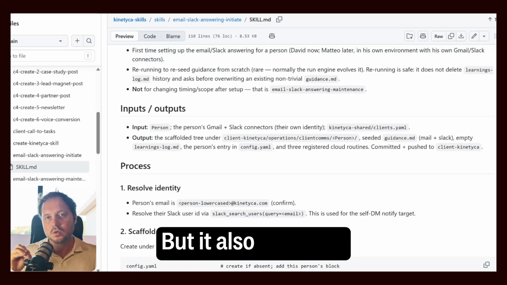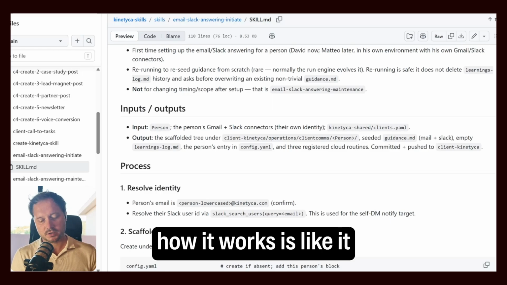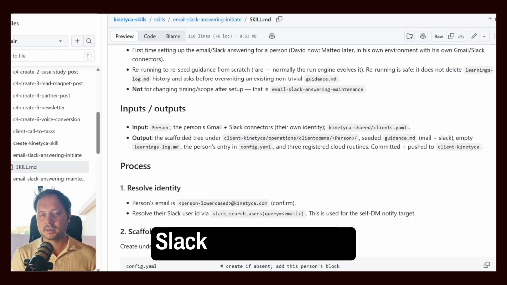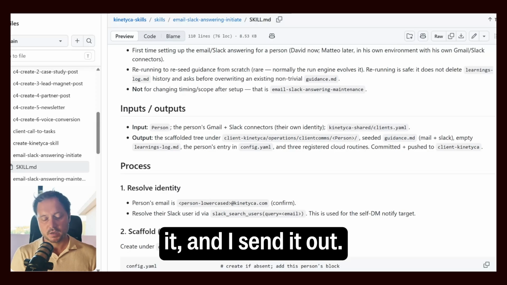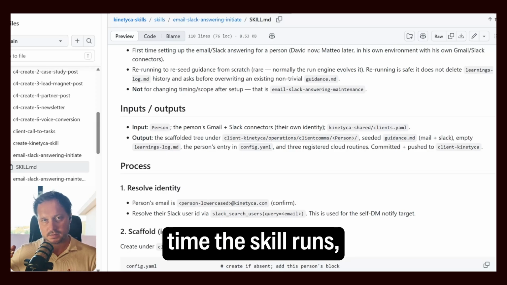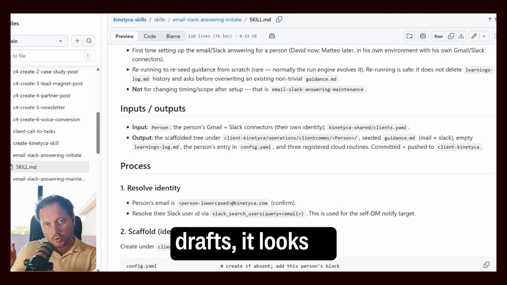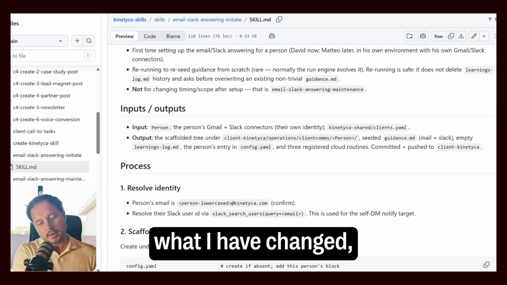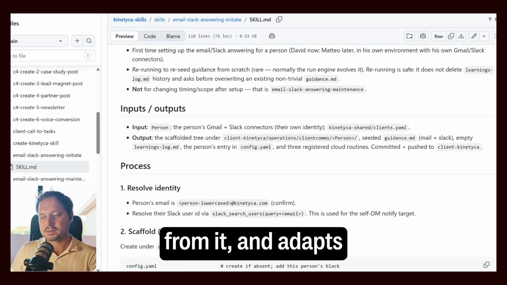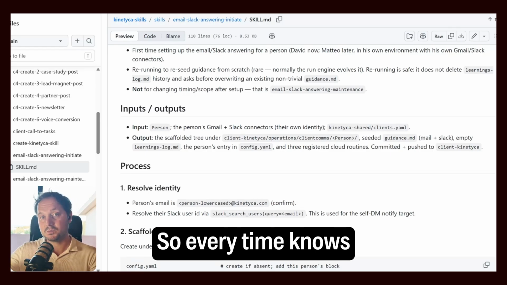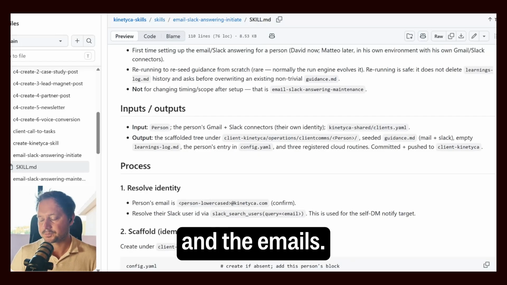But it also learns every time it runs. The way it works is that it creates a draft, an email draft or a Slack draft, and then I adapt it, I change it, and I send it out. The next time this routine runs and creates these automated drafts, it looks at what I have changed, puts this into the memory, learns from it, and adapts for the next time. So every time it knows better how to write the Slack messages and the emails.